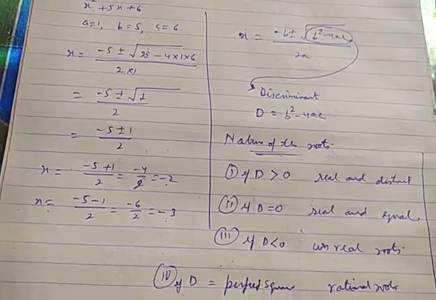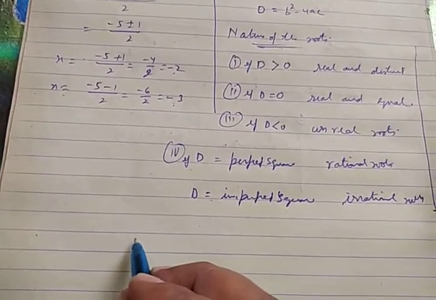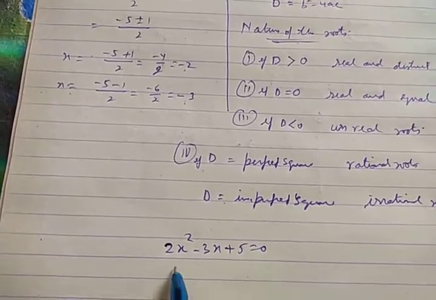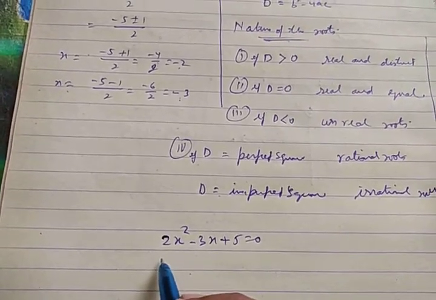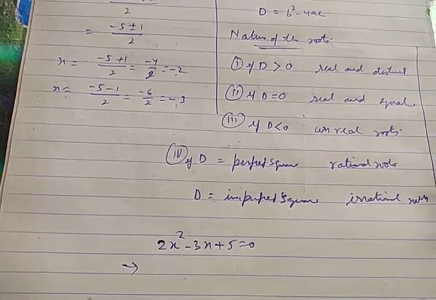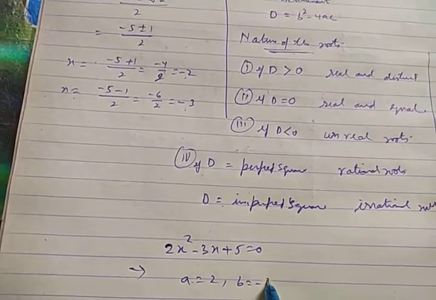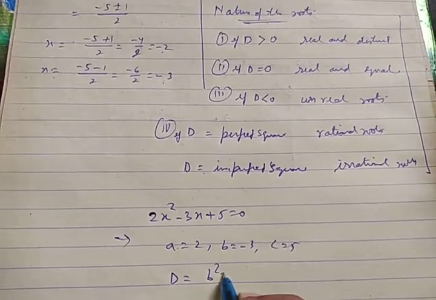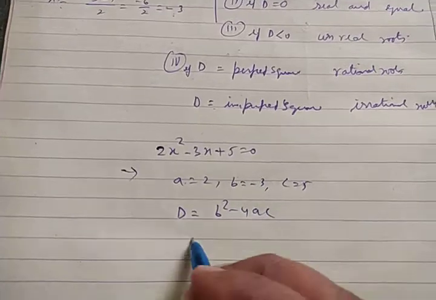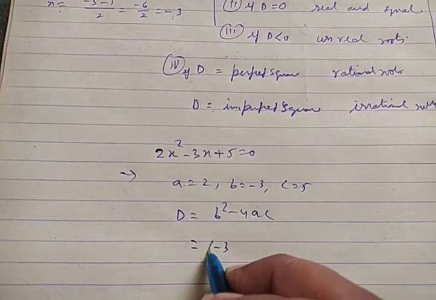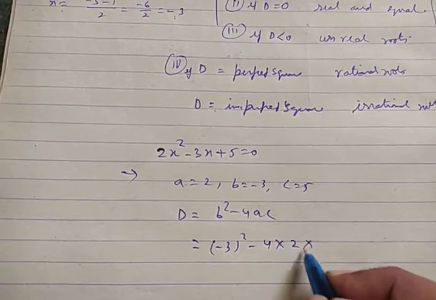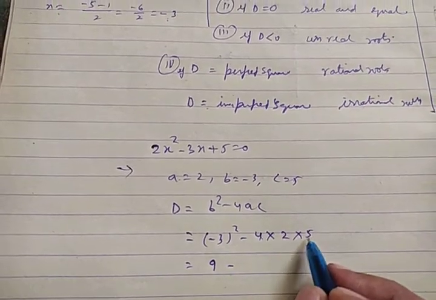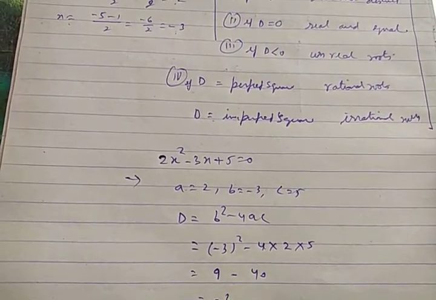These are the conditions. Let us take an example. The example is 2x square minus 3x plus 5 is equal to 0. This is the equation. When you compare this with the standard equation, a is equal to 2, b is equal to minus 3, c is equal to 5. Simply calculate D. D is equal to b square minus 4ac. How will you calculate? B square means minus 3 square, which is 9, minus 4 into a is 2 into c is 5, that is 40. This is coming minus 31.